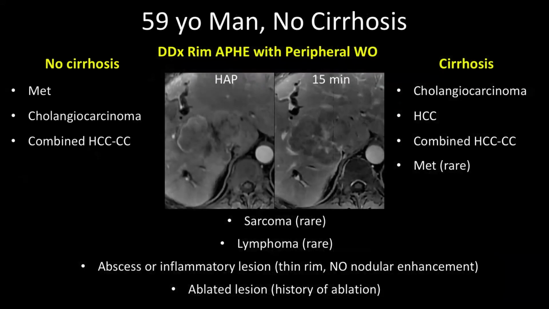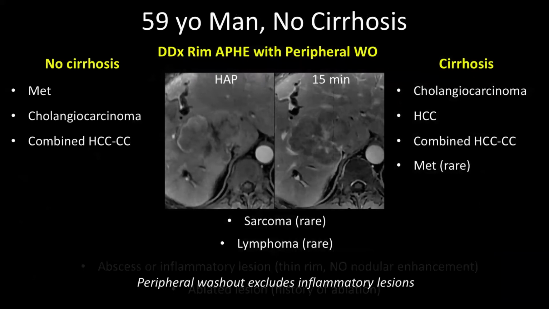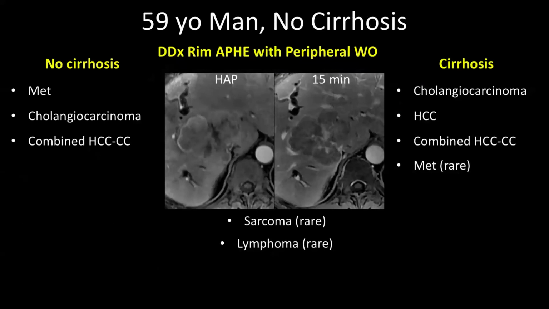So what could this particular thing be? Well, remember, this was the differential diagnosis for rim enhancement: MET, cholangio, combined. If there's cirrhosis, cholangio, HCC, combined, MET, or it could be a sarcoma, lymphoma, abscess, or ablated lesion. So the differential diagnosis for rim arterial phase hyperenhancement (APHE) with peripheral washout is exactly the same, except that peripheral washout excludes 2 lesions from consideration, and now we are left only with cancers.